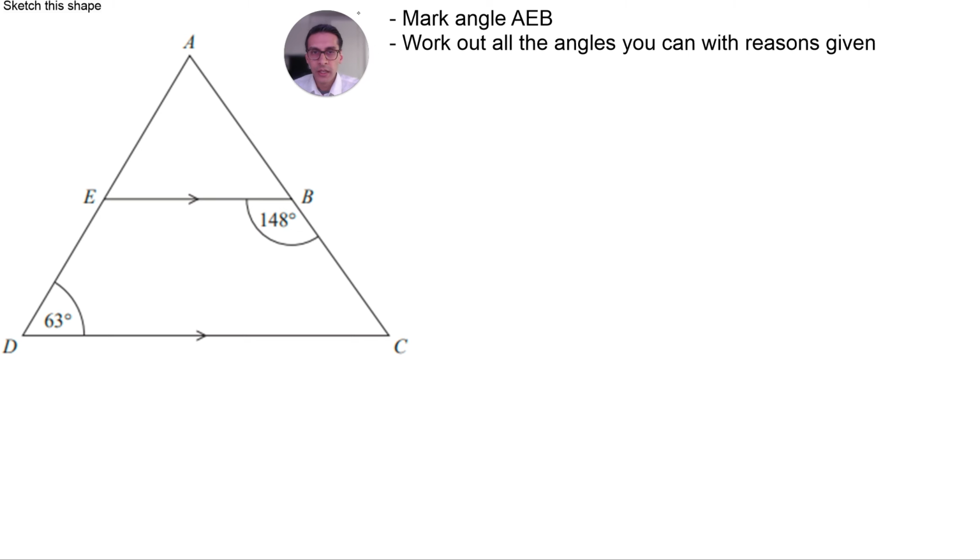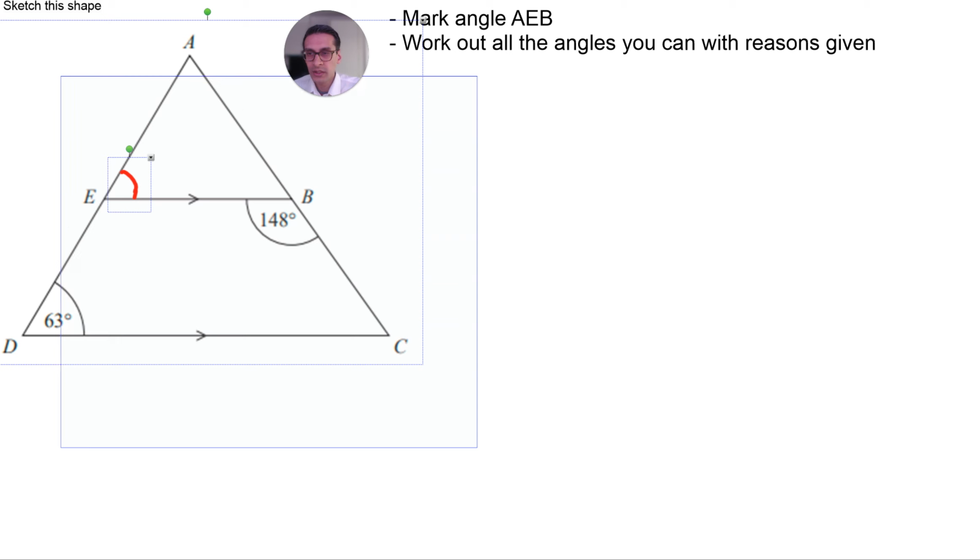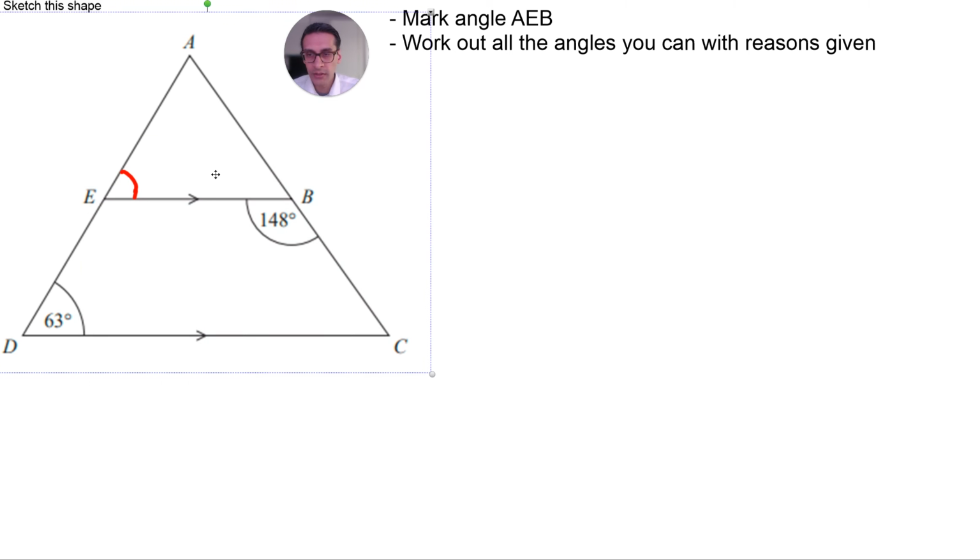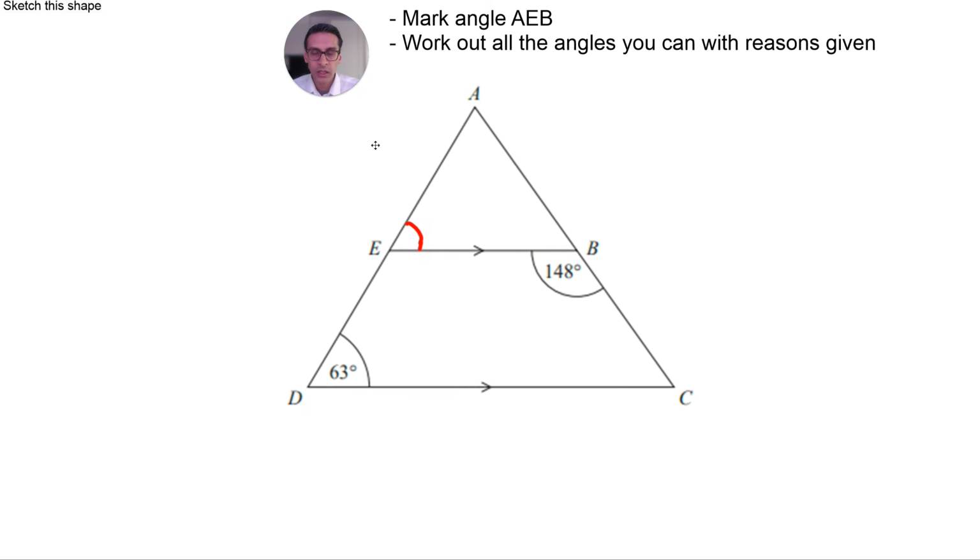Okay, so let's start with labeling angle AEB. So if you trace your finger along from A to E to B, then this is the angle that we're interested in. That's AEB. So we're just going to mark that. And then it says work out all the angles you can with reasons given. So this time around, I'm going to stick to using the diagram to label the angles here.